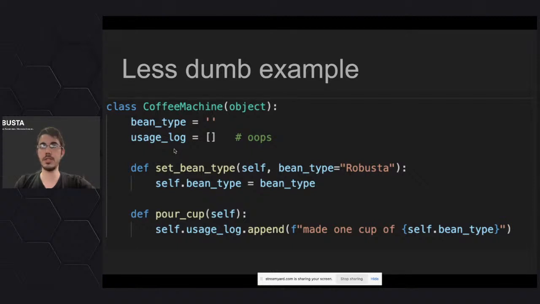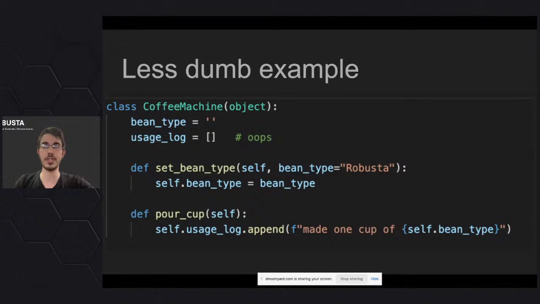So I see one comment in the chat that usage log keeps appending without destructor. That's true, but let me ask something different. Here I'm accessing self.usage_log. So for self.usage_log, why isn't that a member variable? Like, why isn't this usage log per each individual instance of the coffee machine?